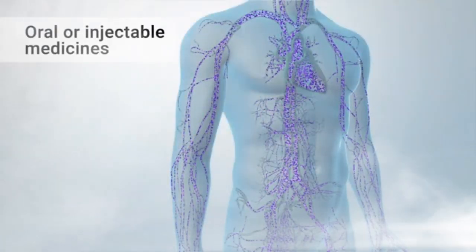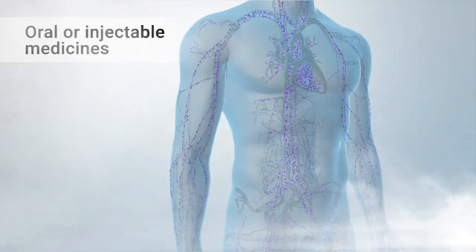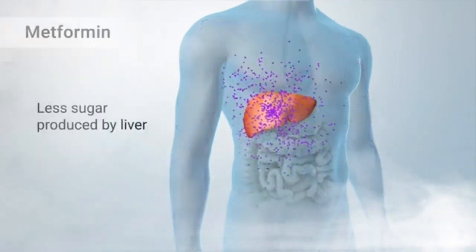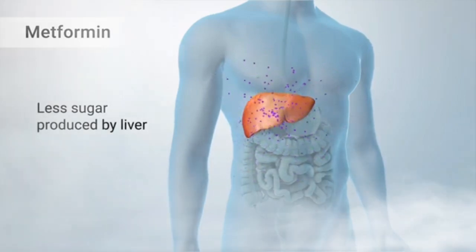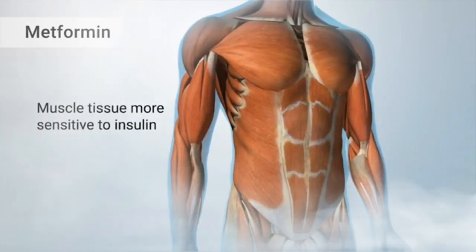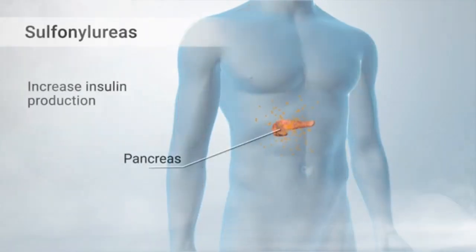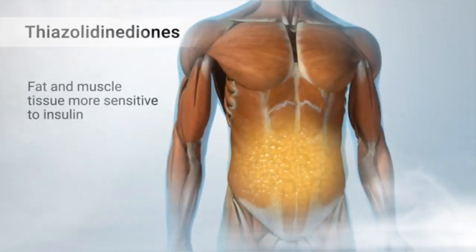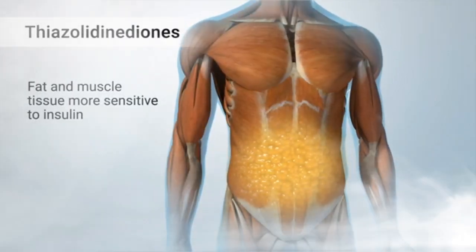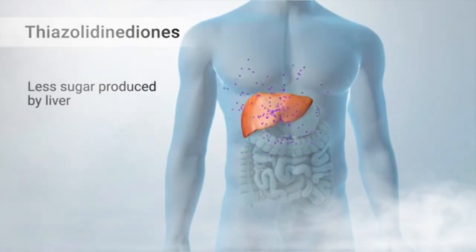You may need to take one or more oral or injectable diabetic medicines to help lower blood sugar. For example, metformin lowers the amount of sugar produced by your liver. It also makes your muscle tissue more sensitive to insulin. Sulfonylureas increase insulin release from your pancreas. Thiazolidinediones make your fat and muscle tissue more sensitive to insulin. They also reduce sugar production in your liver.